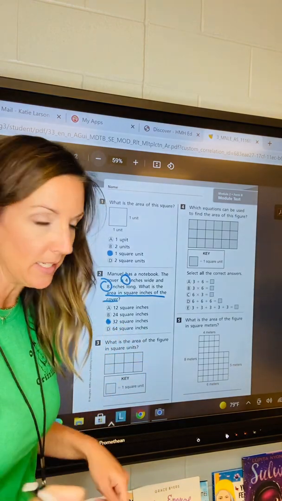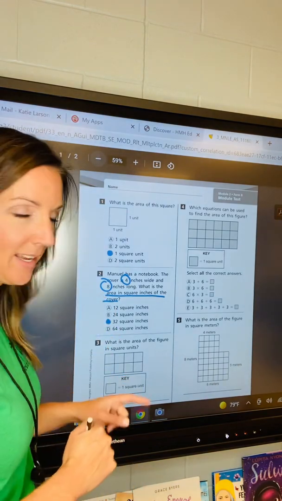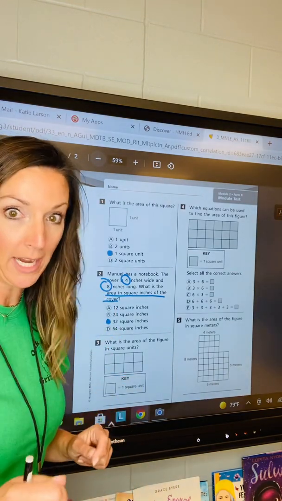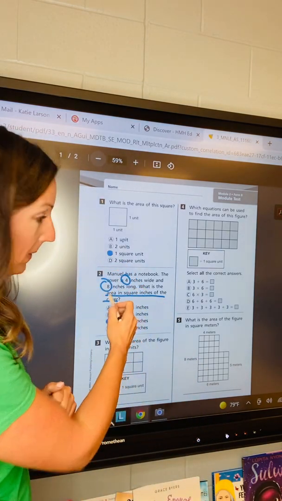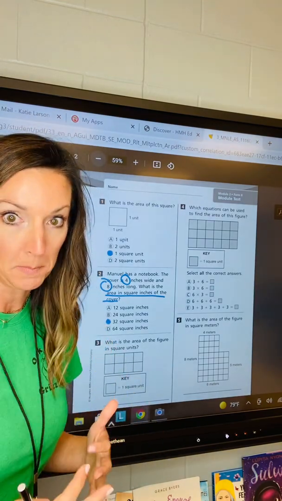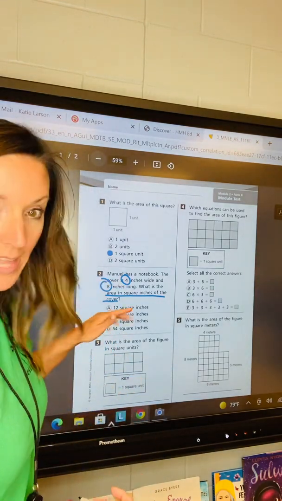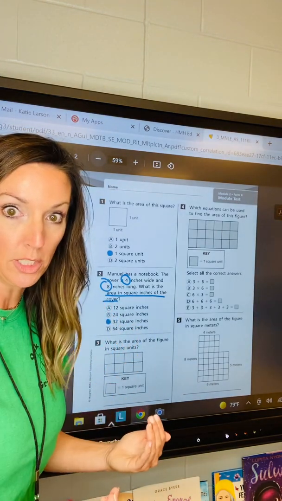Now, let me tell you something. They put 12 on here for a reason because they wanted to see if you know what area means. Area means you have to multiply length times width. But they put 12 because 8 plus 4 equals 12, but we don't add for area, we multiply, all right? So that's why that's on there. You will have things like that on your test, so you have to know what operation to use.